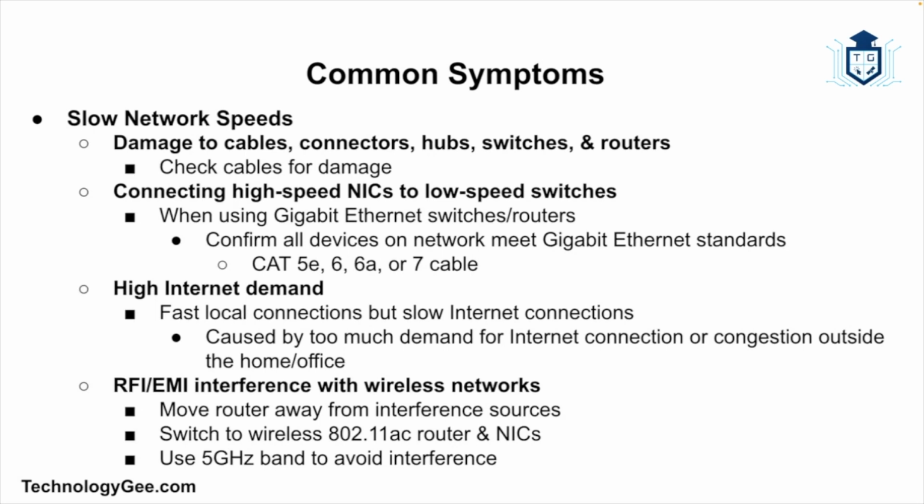Another cause could be high internet demand. Fast local connections but sluggish internet connections can be caused by too much demand for the internet connection, perhaps due to multiple downloads or streaming services, or internet congestion outside the home or office. And another cause could be RFI or EMI interference with wireless networks. So you want to check wireless phones and microwave ovens to see if their use interferes with the network. You want to move the router away from the interference sources. You want to switch to a wireless 802.11ac router and NICs and use the 5 gigahertz band to avoid most of this type of interference.